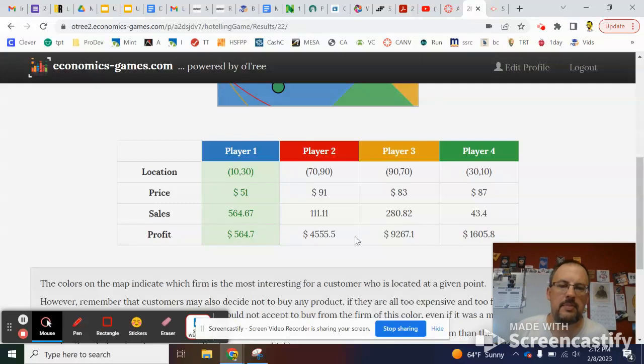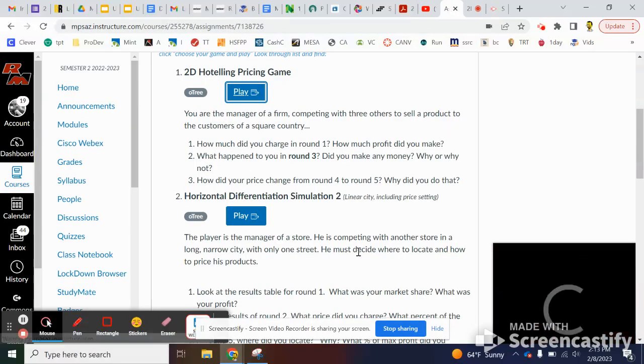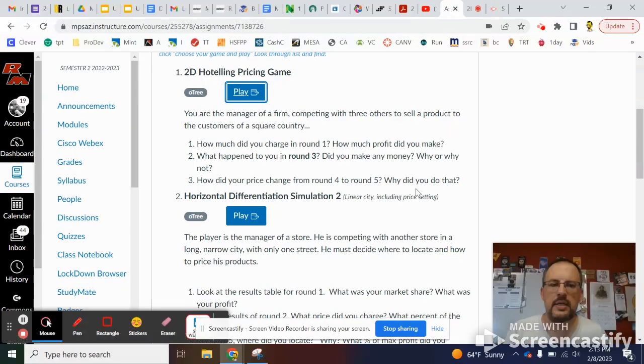If you look at everyone else, they made more money than me because they charged 91, 83, and 87. So I kind of went with the extremes, because I'd encourage you not to do what I did, but I wanted to show you how it worked. Okay, now I'm going to stop here. You have to answer the questions as you go. You have 3 questions here.